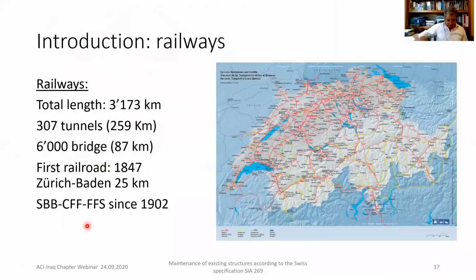Now, talking about the railway, the total length of the railway is 3,100 kilometers. We have 307 tunnels and 6,000 bridges. The first railway was constructed in 1847, a very long time ago, and it was between Zurich and this area. And the CFF, which is the Chemin de Fer Fédéral, was founded in 1902.